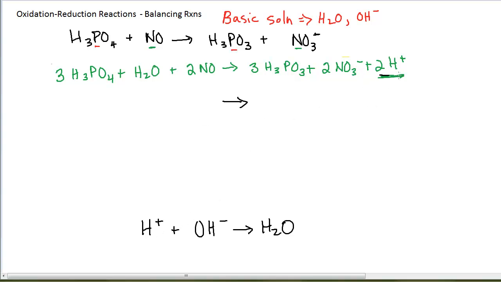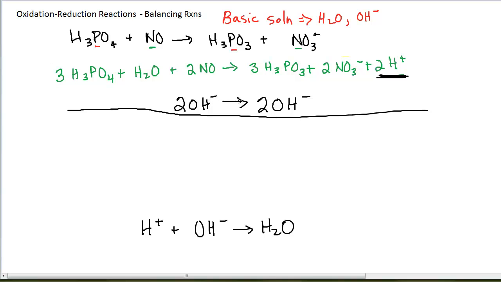Let me say that another way. I have 2 H pluses on the right that I need to get rid of, so let me add 2 OH minuses on the right so that these two will combine to give me water. But I can't just add them on the right because that will make my reaction not balanced anymore, so let me add them on both sides. So essentially, I am adding the reaction 2OH minus goes to 2OH minus to both sides.